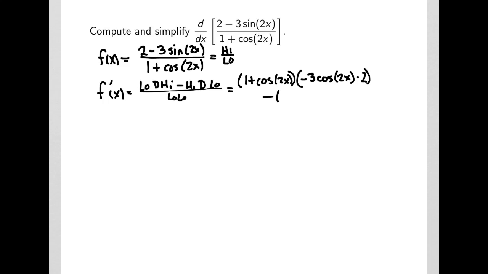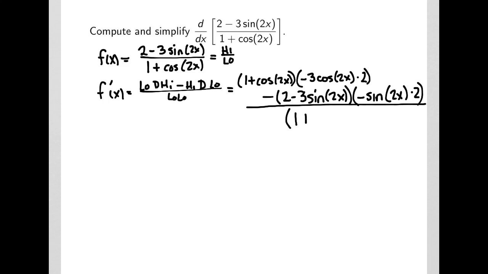Minus high d low: 2 minus 3 sine of 2x times the derivative of the denominator. So I get the derivative of cosine is negative sine of 2x times 2. That fraction all goes over the denominator squared, 1 plus cosine of 2x, squared.